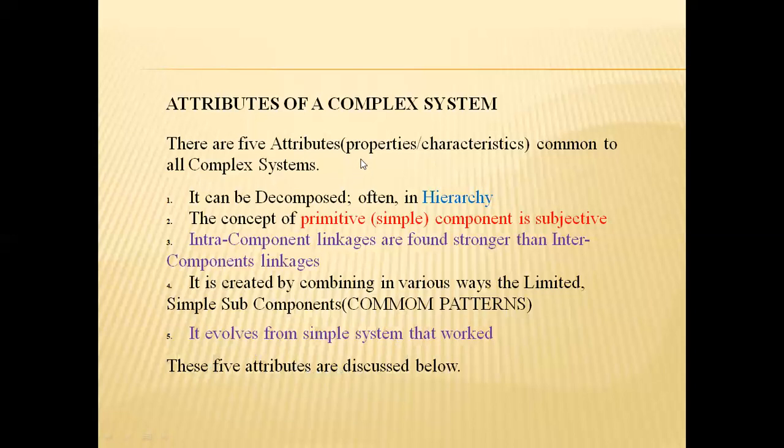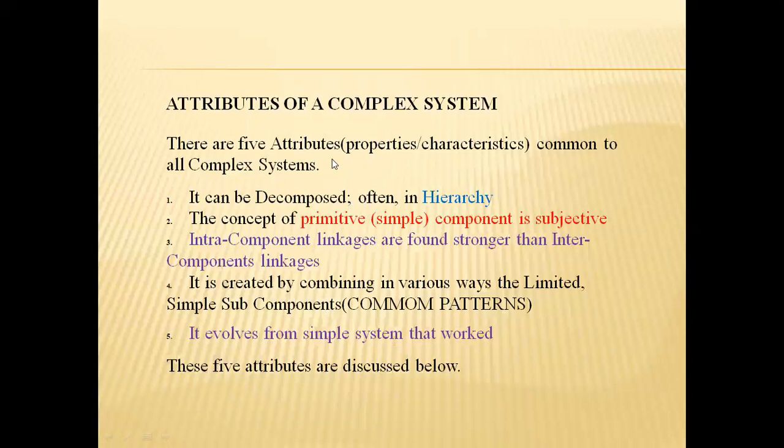So totally these are the five attributes of the complex system. Any complex system can be decomposed based on the hierarchy. Second, every complex system has some simple components, and every component has some relationship with another object. Next, components have common patterns, and every system evolves from simple systems. Totally, these are the five attributes of the system.